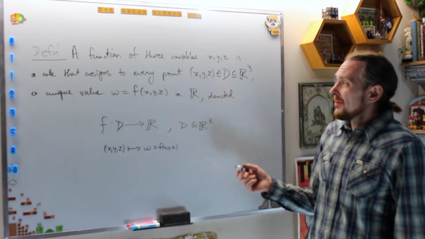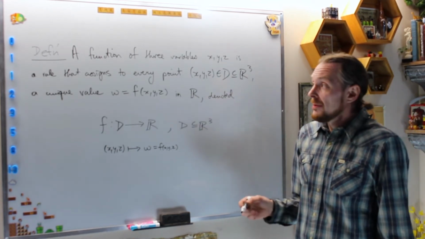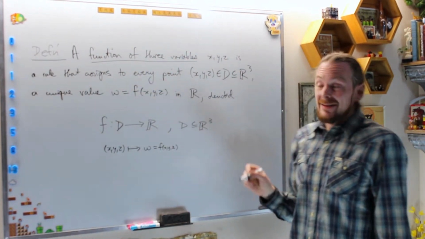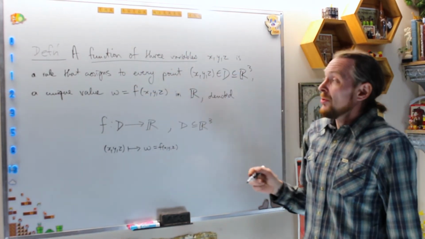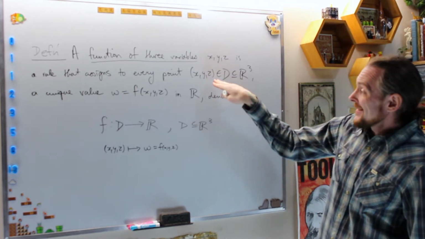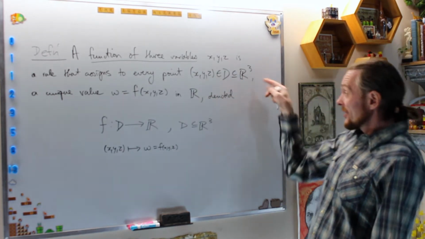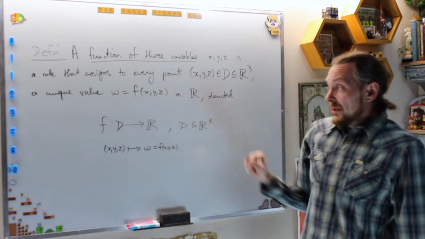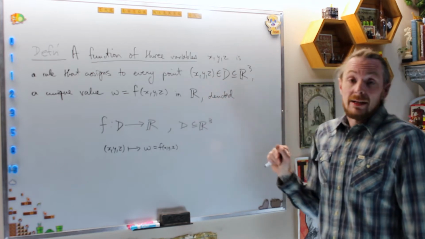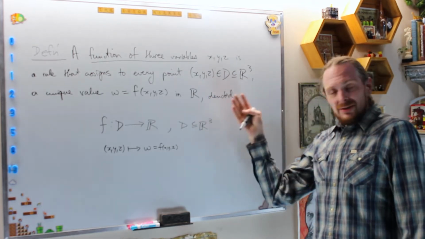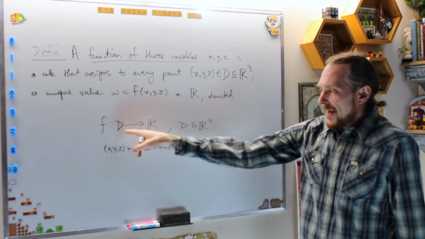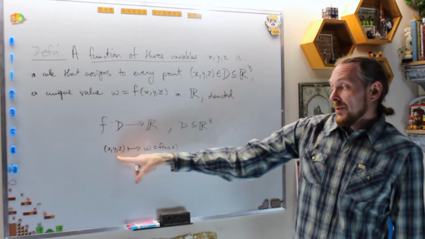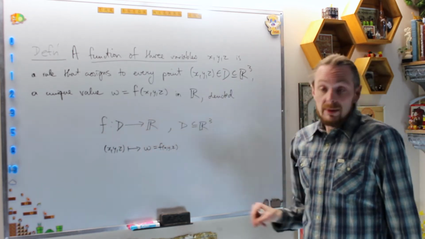Our first definition is going to be for a function of 3 variables. A function of 3 variables, x, y, z, usually is a rule that assigns to every point x, y, z in a set D, which is a subset of R3, a unique value w, which is equal to f of x, y, z in R. Just as before, we denote this by f mapping from D to R. D is a subset of R3, and the point x, y, z gets mapped to w.